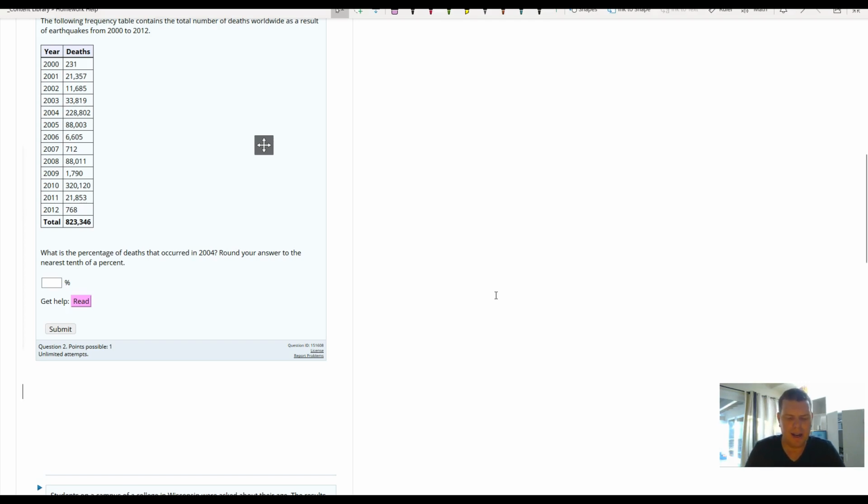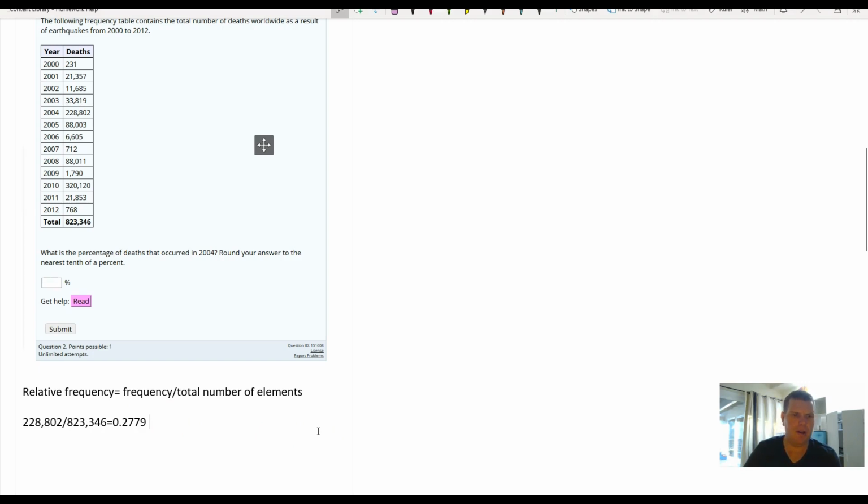So what I want to get is we're going to find a relative frequency and then convert it to a percentage. So if you remember, the relative frequency is going to equal the frequency divided by the total number of elements in the data set. So in that case, for this relative frequency, 2004 is going to be 802 divided by the total number here, which is 823,346, okay?